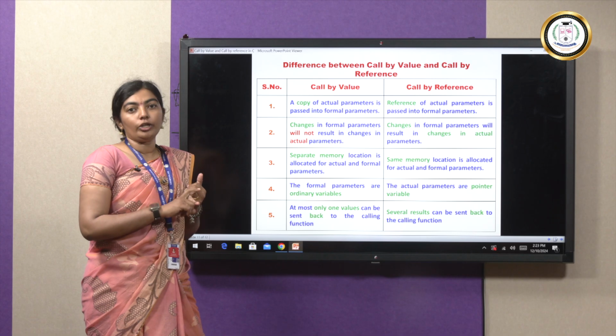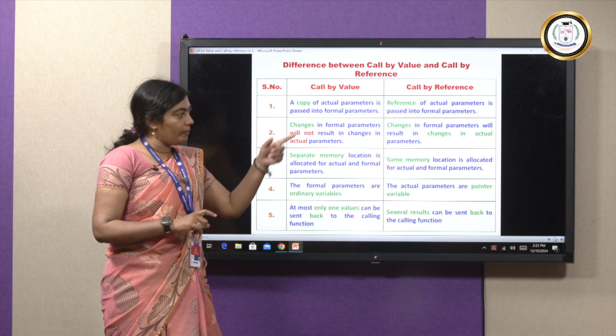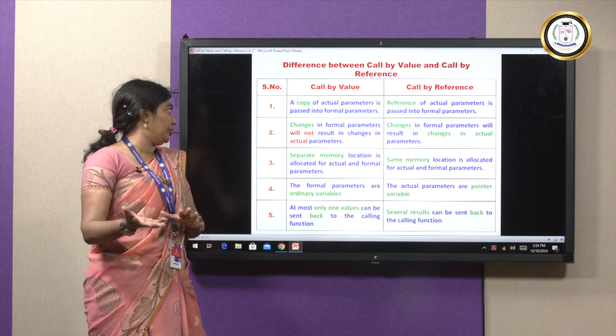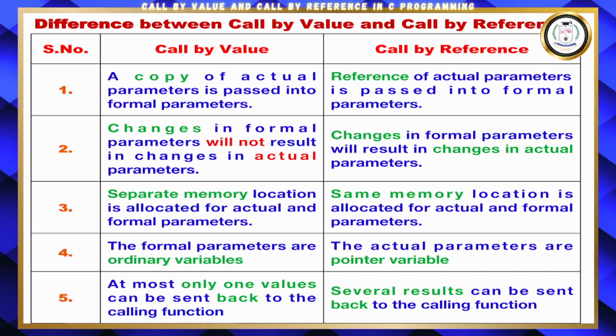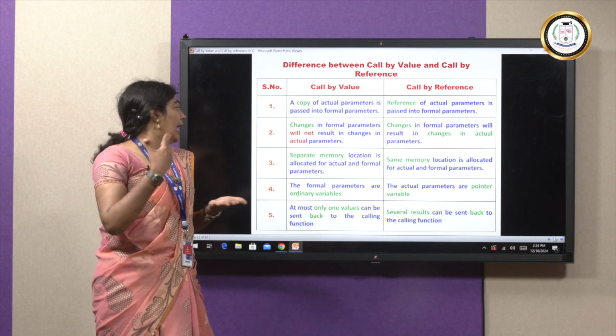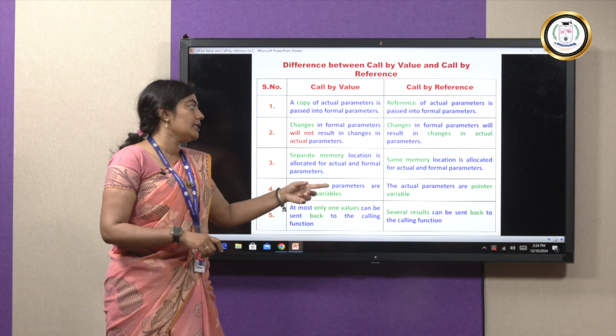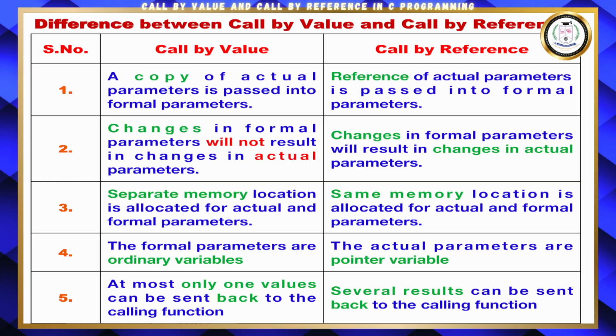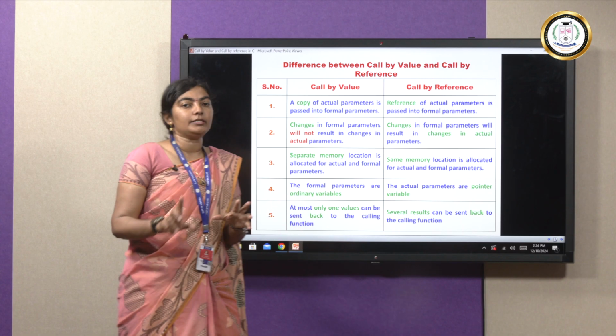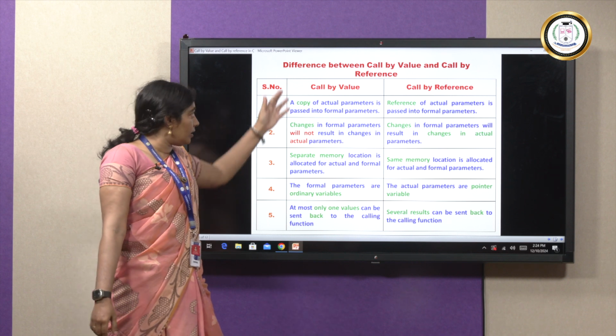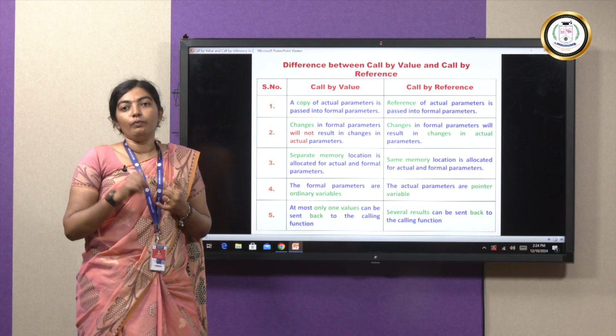The basic difference between call by value and call by reference is this: in call by value, a copy is passed, not the original value, and whatever changes happen in the function are not reflected in the main place. In call by reference, I refer to the address location, and whatever changes happen in the function are reflected in the actual parameter. In call by value, a separate memory location is allocated; in reference, the same memory location is used. In call by value, two different variables are declared, but in call by reference, actual parameters are used for calling.